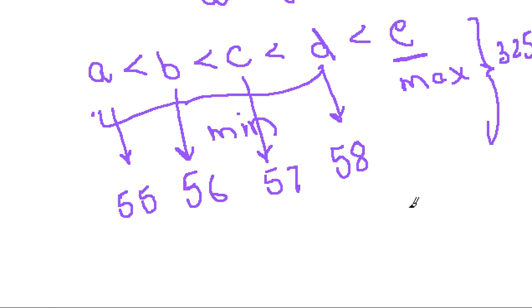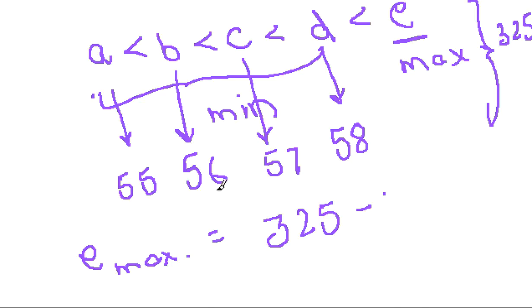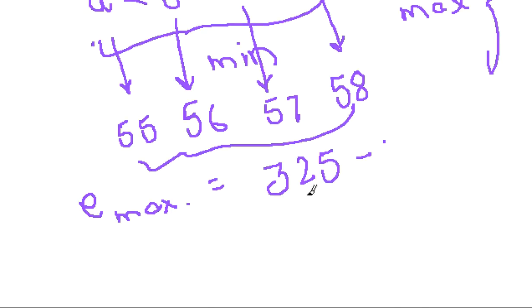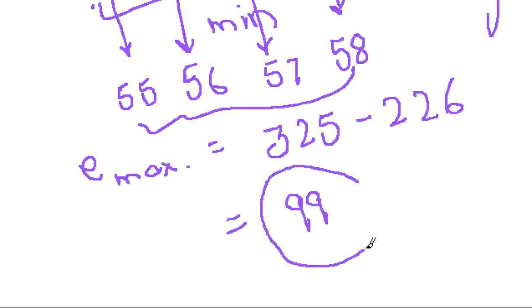We computed that before. So what will be E? The maximum value of E would be nothing but 325 minus the sum of these. Now what is the sum of 55 plus 56? It's 111. Plus 57 is 168, plus 58 is 226. So 226. This comes out to be 99. So the maximum possible score for the topper is nothing but 99.